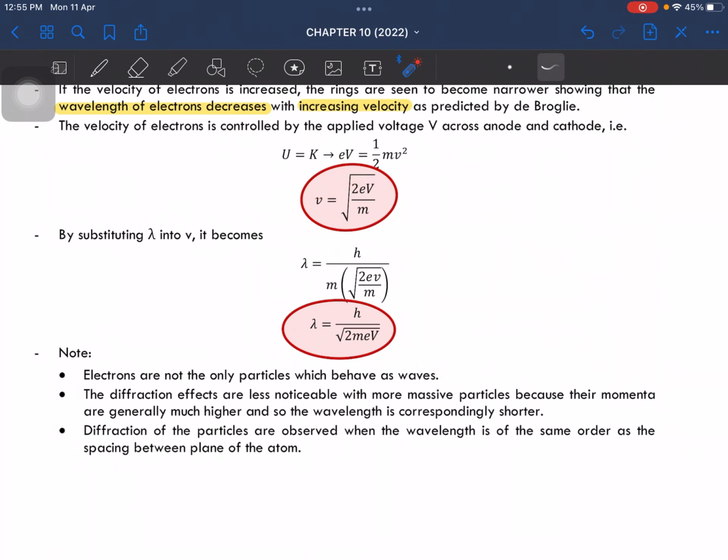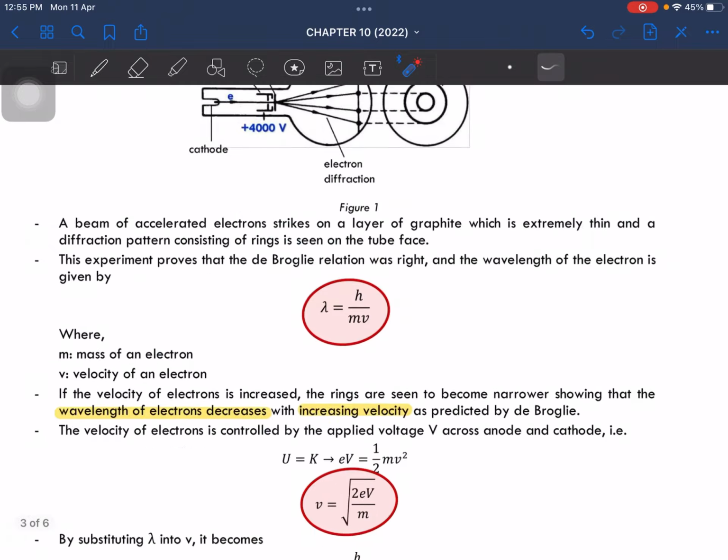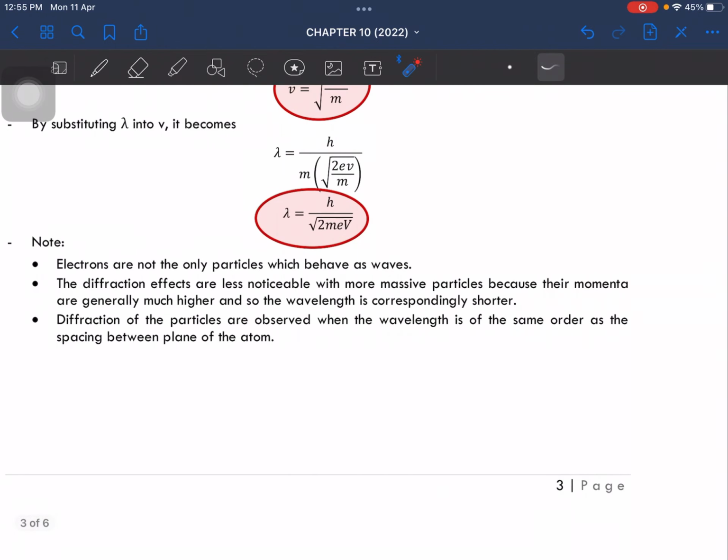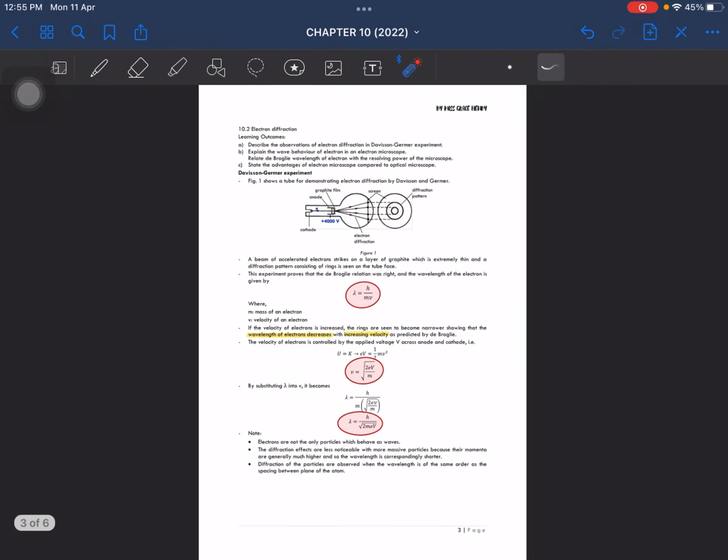Note that electrons are not the only particles which behave as waves. The diffraction effect is less noticeable with more massive particles because of their momenta, which are generally much bigger, so the wavelength is shorter. So you can't really see the pattern on the screen. Diffraction of particles is observed when the wavelength is of the same order as the spacing between the planes of atoms.